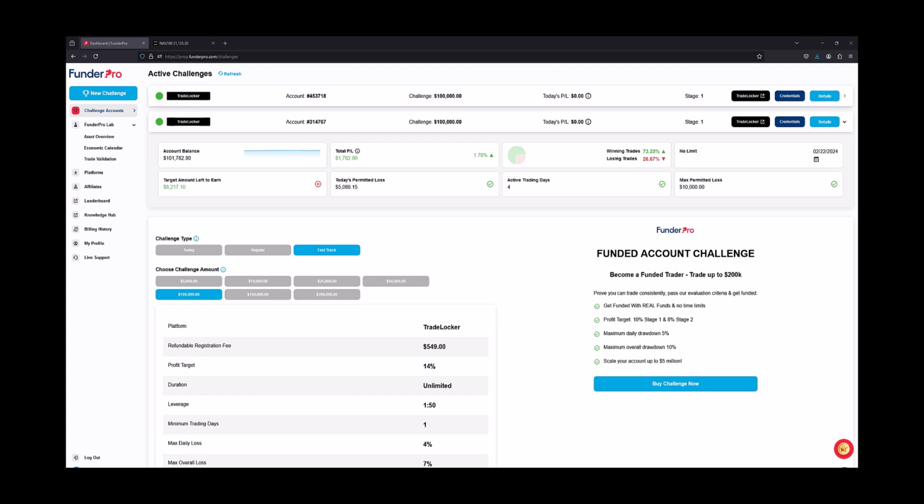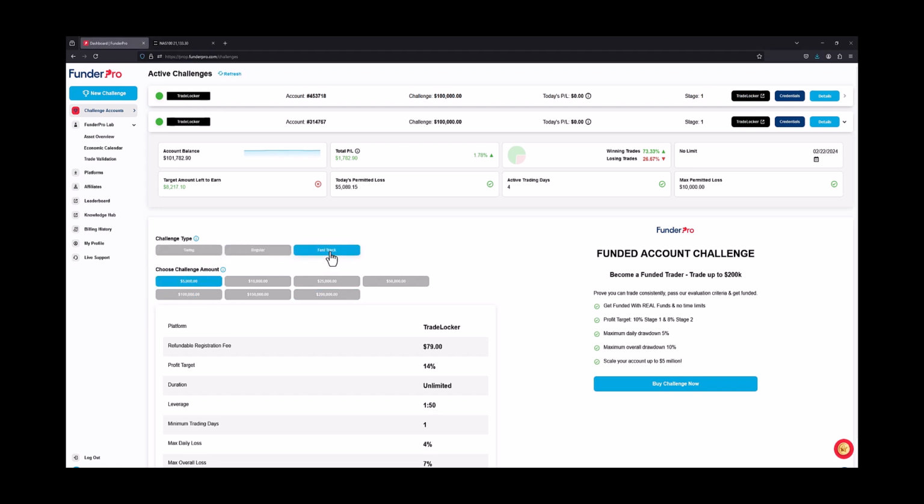For those that don't know, I do enjoy doing these challenges, and I get it. Times are tough. Not everyone has all of this money to deposit into their trading account, right? So that is why it's very important to understand that, hey, you might need to step up and buy a funded account. Now, there are different types of challenges. You obviously have swing challenges, regular and fast track.